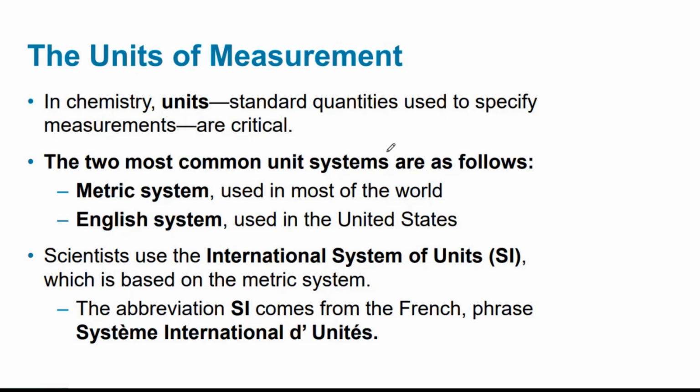The two most common unit systems are the English system and the metric system. Most of the world uses the metric system, but the United States has to be off by itself, and we still cling tightly to the English system for a lot of things. But our scientists generally use the metric system, okay?